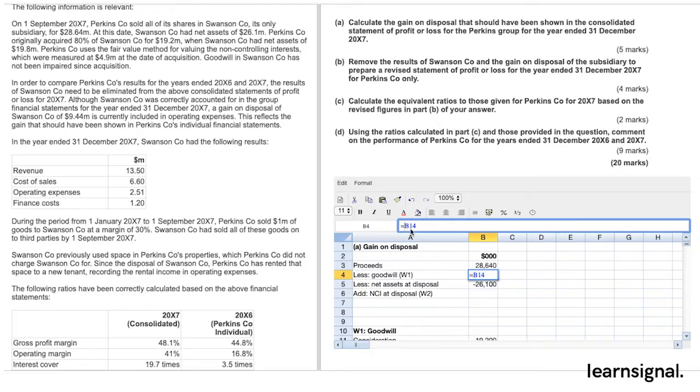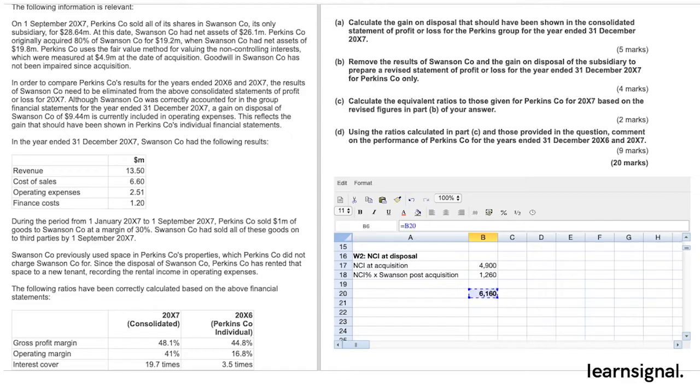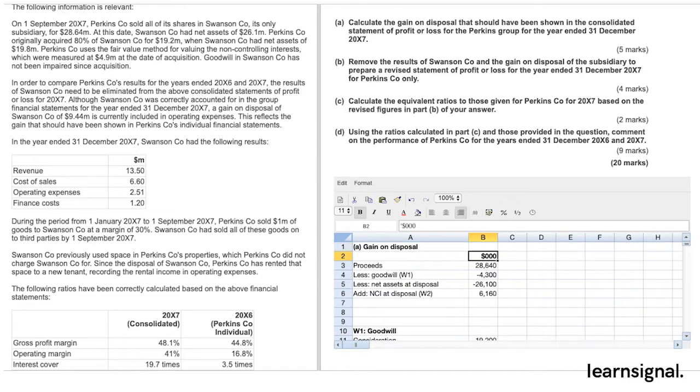You just double check here. The less goodwill, the way we're going to use the total formula, we'll change that to a negative. We'll feed in, adding back your 6.16 million for your NCI disposal, and again using your formula to total all these up. So that's 4.4 million. No harm bolding that to make sure the examiner sees it, and putting a little heading on your gain on disposal. And that's part A completed, and that's 5 marks.